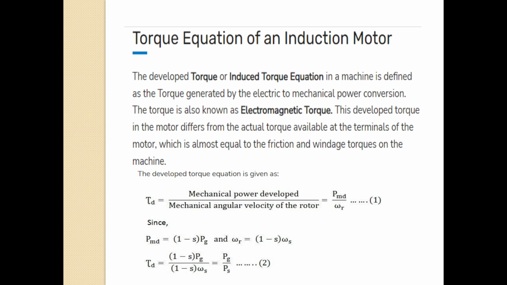This torque developed is different from the actual torque available. So the developed torque equation is mechanical power developed divided by the mechanical angular velocity of the rotor, which is equal to PMD divided by omega r. Since PMD is equal to (1 minus S) PG and omega r is equal to (1 minus S) omega S. These two values are substituted in equation number 1.